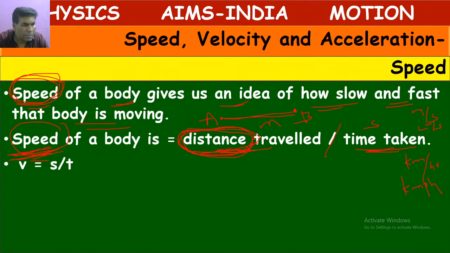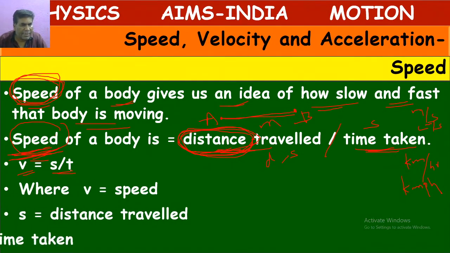Okay, speed is denoted by the symbol V. Distance is denoted by the symbol S, sometimes denoted by D. So V equal to S by T, means the distance by time, where V is the speed, S is the distance traveled, T is the time taken. This is the formula for speed.